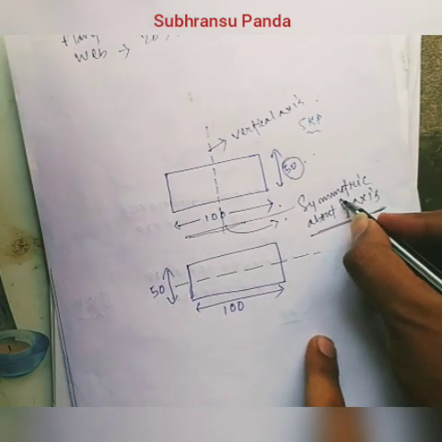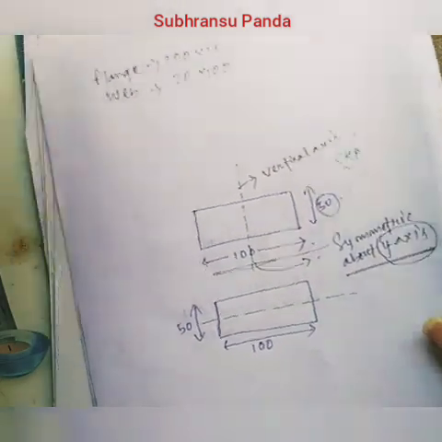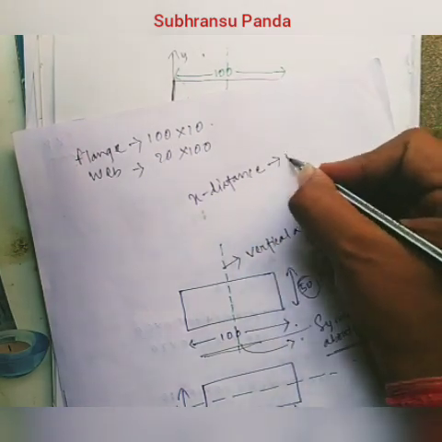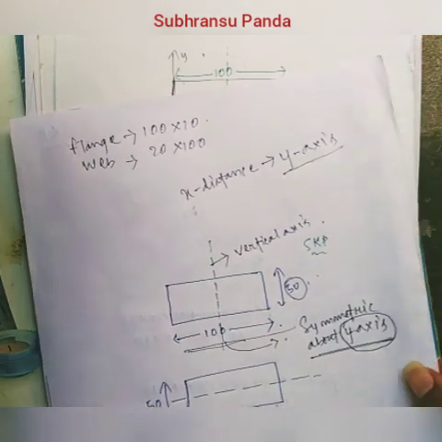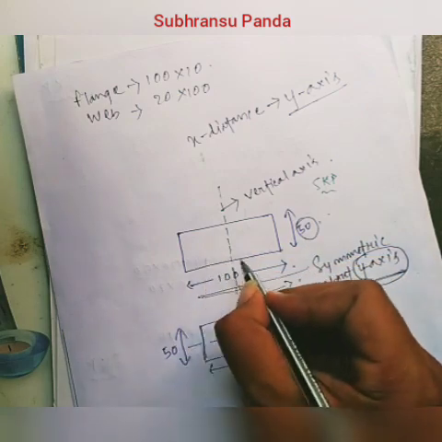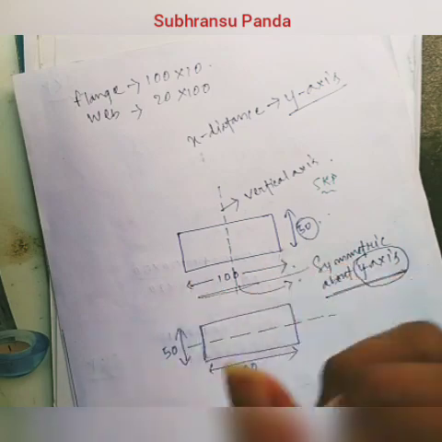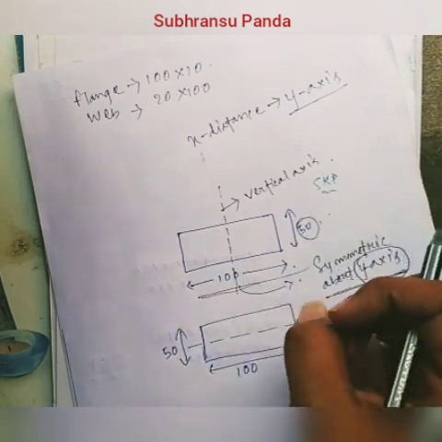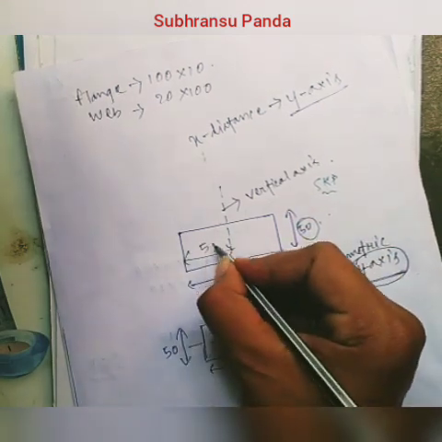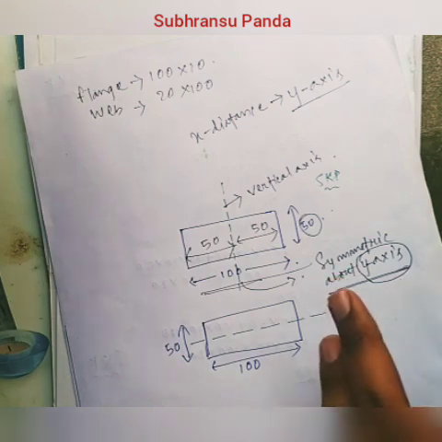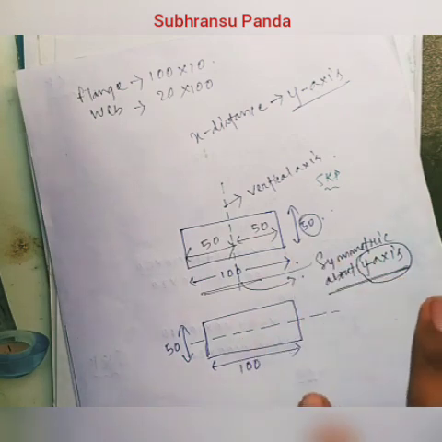If it is symmetric about the y-axis, as I told you, we basically calculate the x distance from the y-axis. As the section is symmetric about the y-axis and the length is 100, it will divide the length into two equal parts. One part will be to the left of the vertical symmetric axis and another part to the right, equally divided. So this will be 50 and this will be 50. If the section is symmetric about the y-axis, the length along the x-axis will be divided into two equal parts.